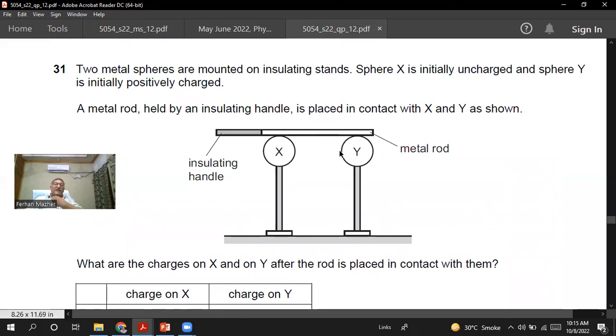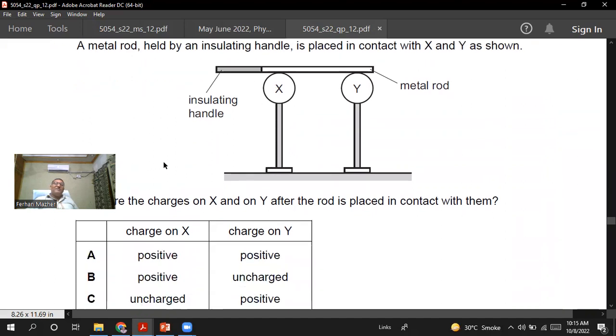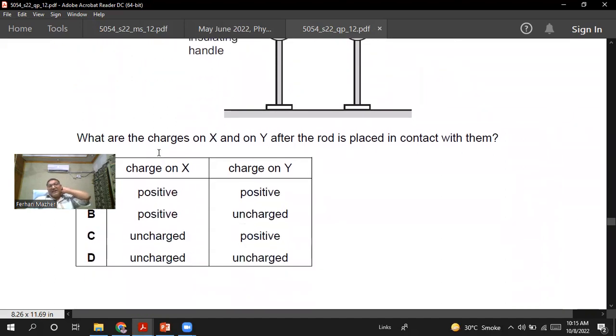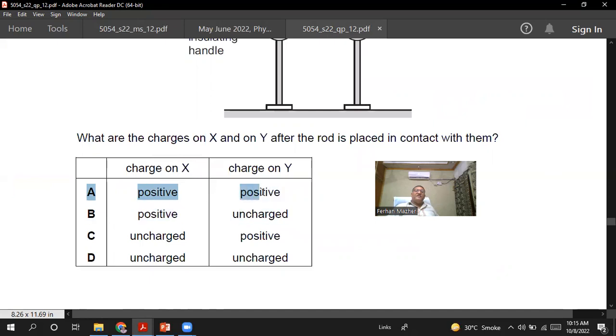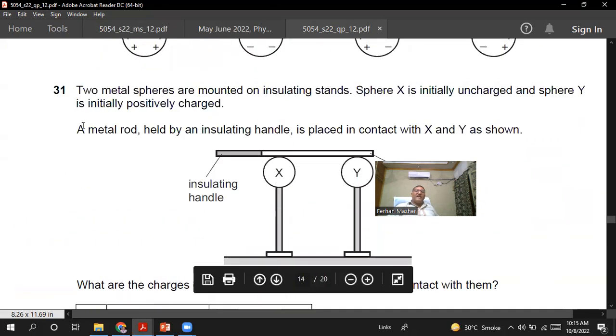So when you connect them, some of the electrons from X will go to Y. Some of the positive of Y will be neutralized. But Y still will be positive. And when you remove this, since X has lost electrons, it will also become positive. So both of them at the end will be positive. So what are the charges on X and Y after the rod is placed in contact with them? Both of them will become positive. So both of them are positive.